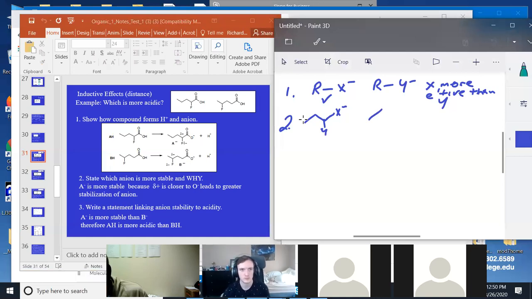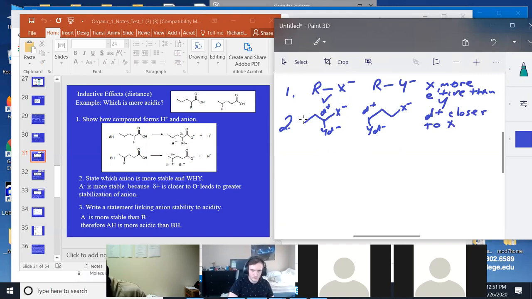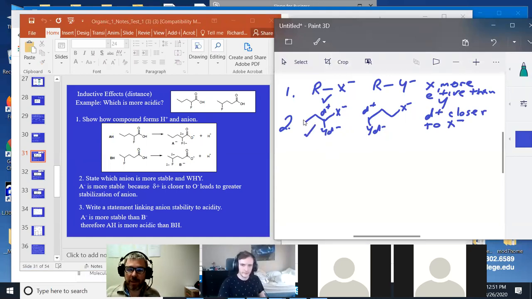And yeah, it's worth pointing out that it's the same element attached here, the Y, it's just in a different place. So delta plus, delta minus, delta plus, delta minus. So delta plus closer to X minus. And that means that that one is going to be the more stable of the two anions. Does anybody have any questions?